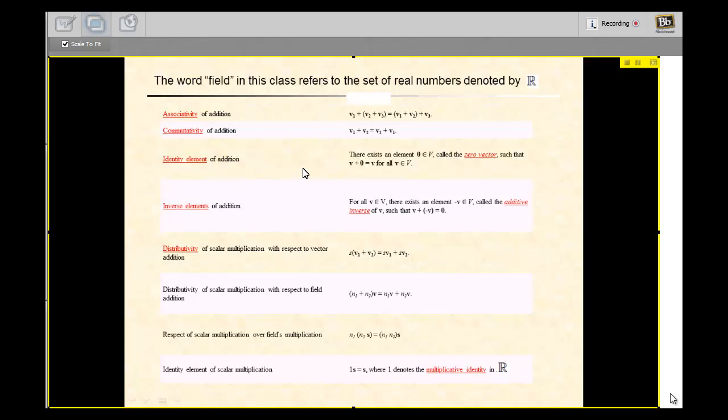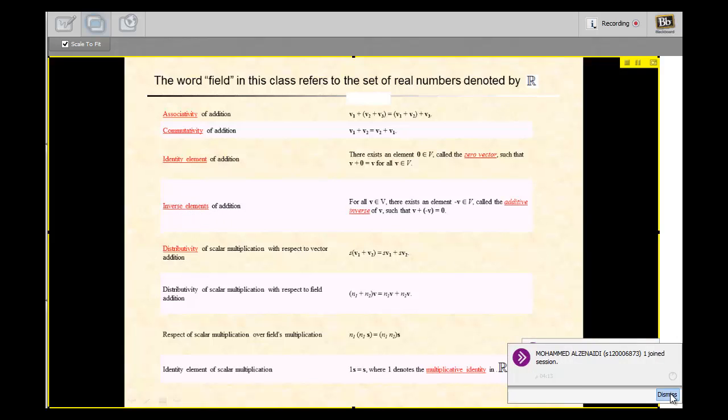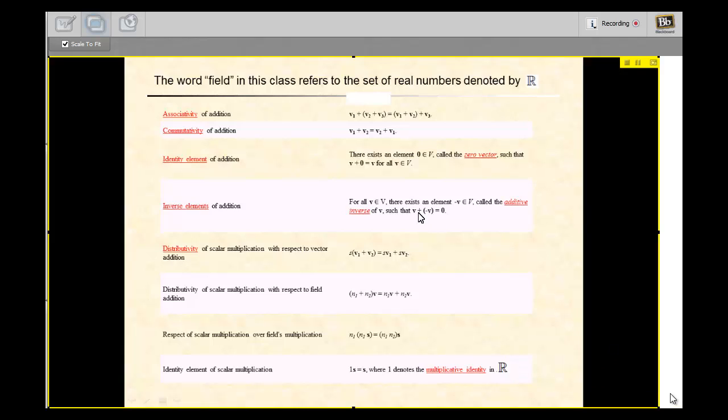The next property is the identity element in addition. There exists an element 0 belonging to V, called a zero vector, such that V plus 0 will be equal to V for all V belonging to V. This is called the existence of identity. Similarly, the next property is the existence of an inverse element. There exists an element minus V belonging to V, called the additive inverse of V, so that V plus minus V is 0.